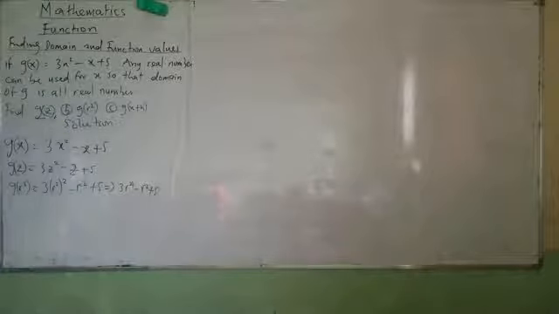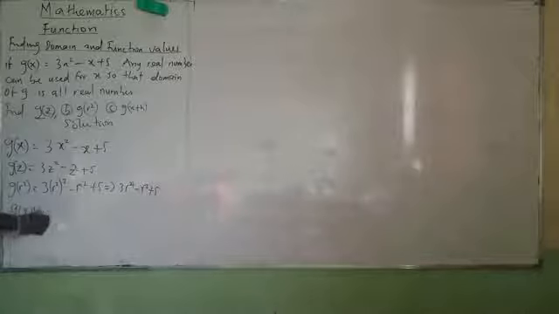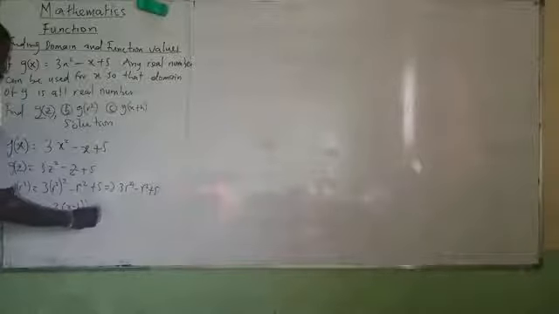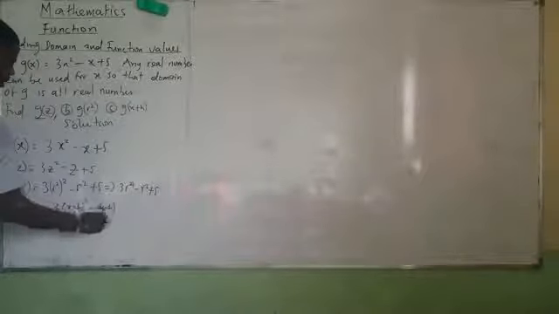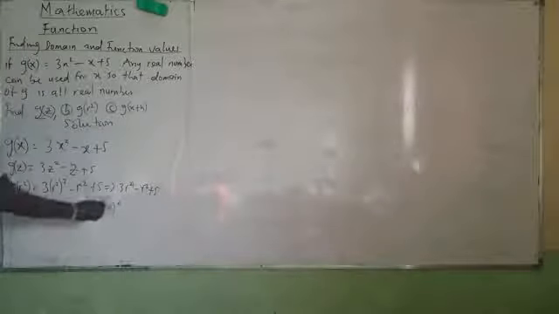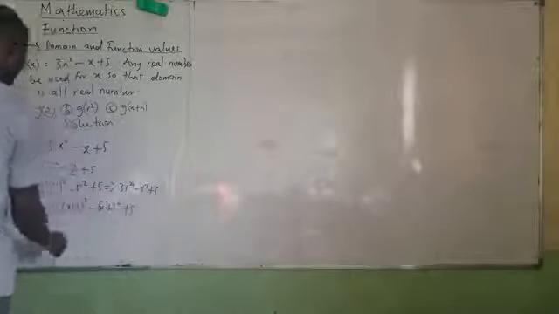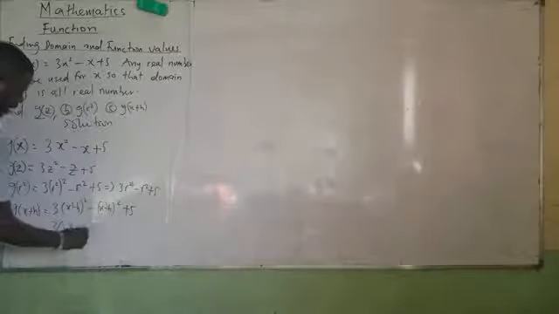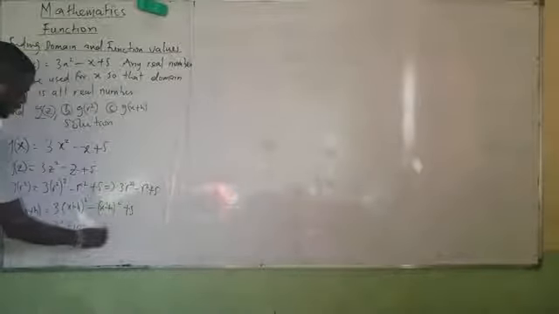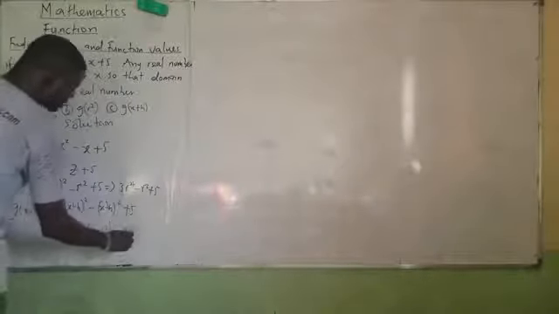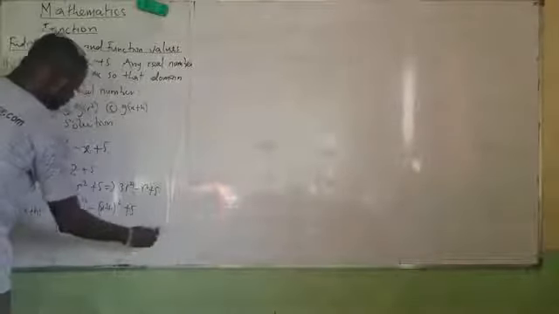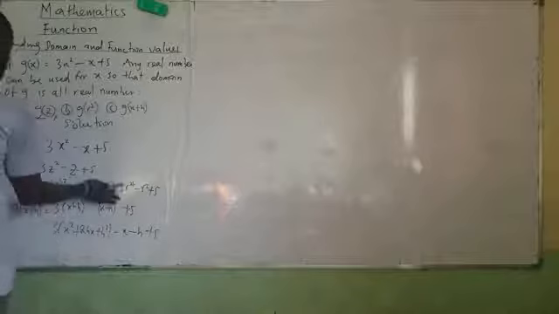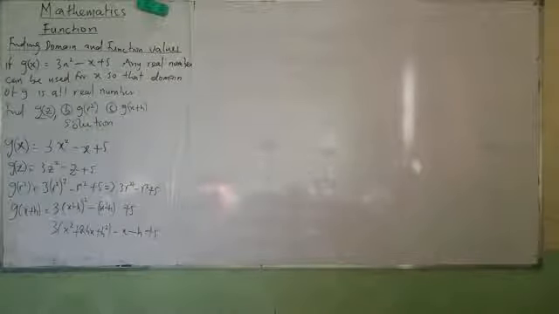Now I will move on to the next one. My g of x plus h will be equal to 3 bracket of x plus h squared minus, you have to put your bracket this way, x plus h, plus 5. Now I can say 3 bracket of x squared plus 2xh plus h squared minus x plus h plus 5. Is there a square? No, there is no square there. Sorry.